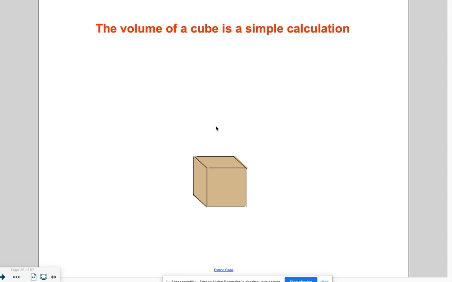Okay, so calculating the volume of a cube is a pretty simple calculation, and every ninth grader should be savvy with this. Pause the video and see if you can remember it on your own right now, and then come back and let's see if we can figure this out. Okay, well, the volume of a cube is its length times its width times its height, or L times W times H.